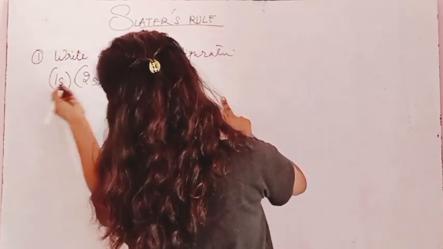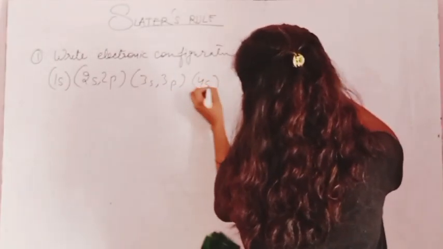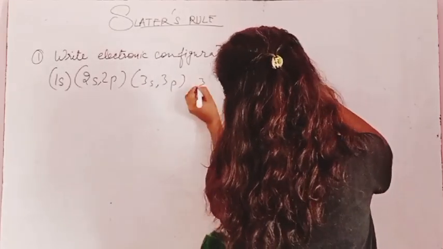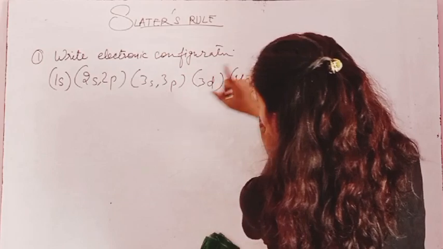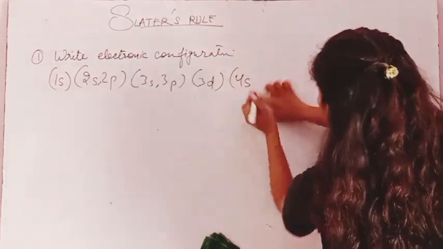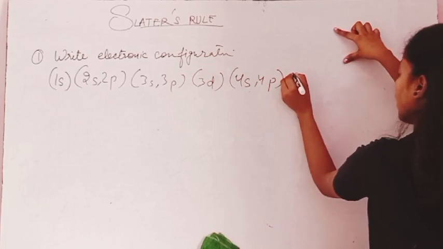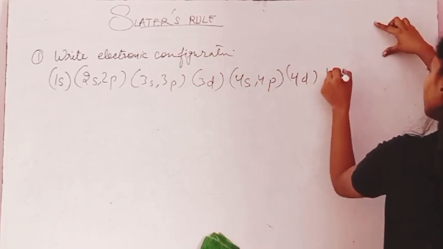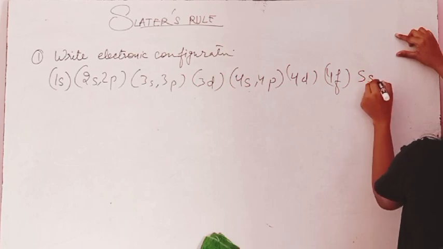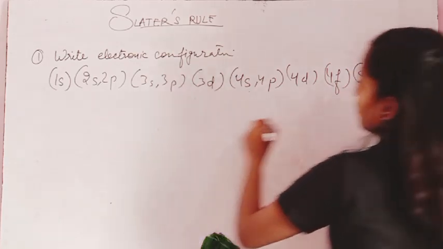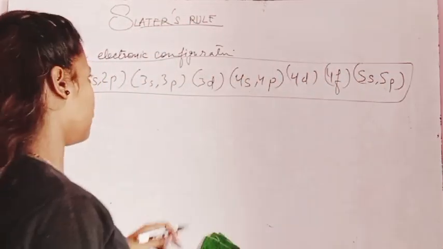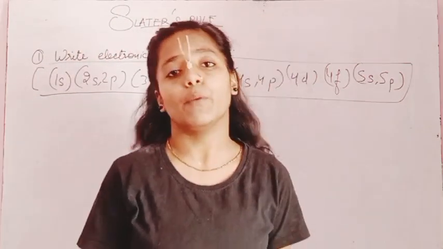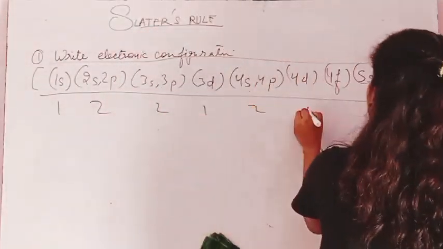Let me write it, I'll explain it. So this is the table for writing the electronic configuration on the basis of the Slater rule. You would ask, how will we be able to learn it? You can simply learn it like 1s, 2s 2p, 3s 3p, 3d, 4s 4p, 4d, 4f, 5s 5p.